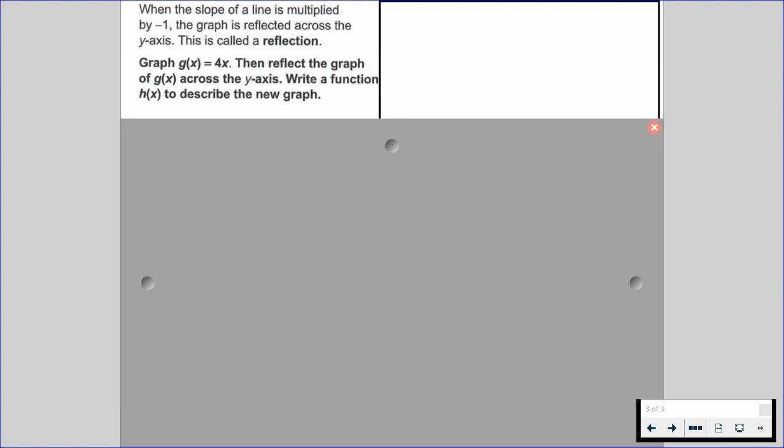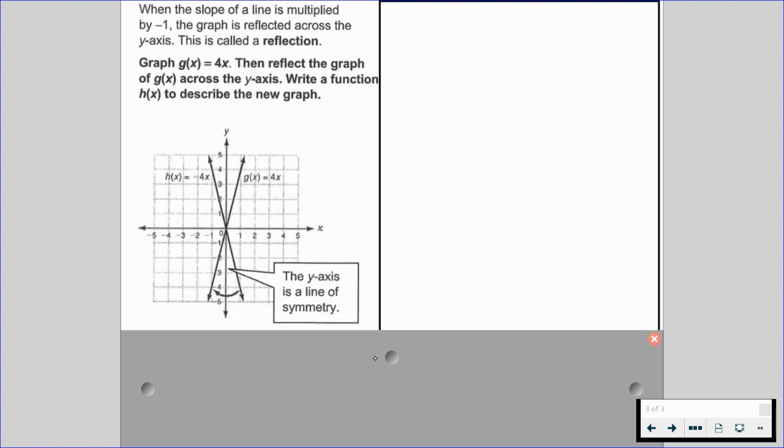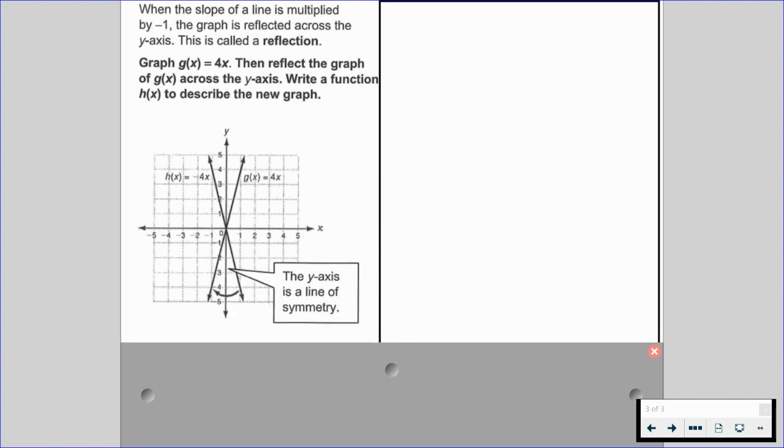So if we are going to be graphing g of x is equal to 4x, and then we're asked to reflect the graph across the y-axis, we're going to write that new function. Well, all we have to do is change our slope by a factor of -1. So again, if we have g of x is equal to 4x, let's highlight that. G of x is equal to 4x.